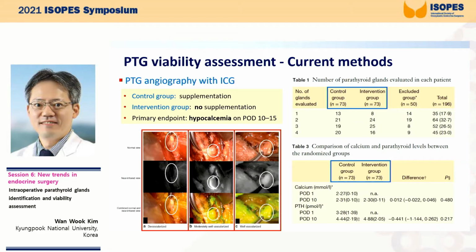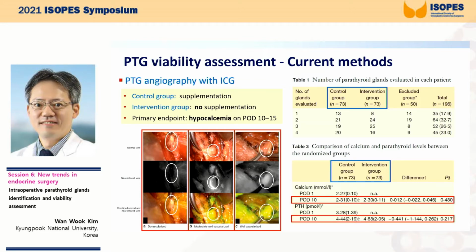A total of 196 patients underwent ICG angiography, of whom 146 patients with at least one well-perfused parathyroid gland were randomized. The intervention group was statistically non-inferior to the control group. 11 of 50 excluded patients presented with hypoparathyroidism, which was significantly different from the finding in randomized patients.